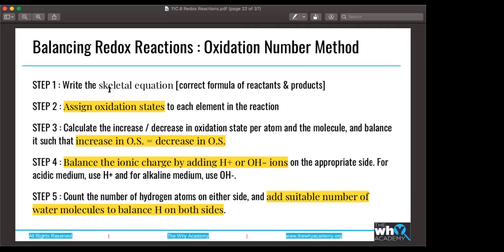Step one, first you write the skeletal equation. I'll do it with an example also with you guys, so don't worry about it. So step one, write the skeletal equation. You need to write the correct formula of the reactants and the products. Step two, assign the oxidation states to each element. Then step three, calculate the increase or decrease in oxidation state per atom and the molecule and balance it such that the increase in oxidation state is equal to the decrease in oxidation state.